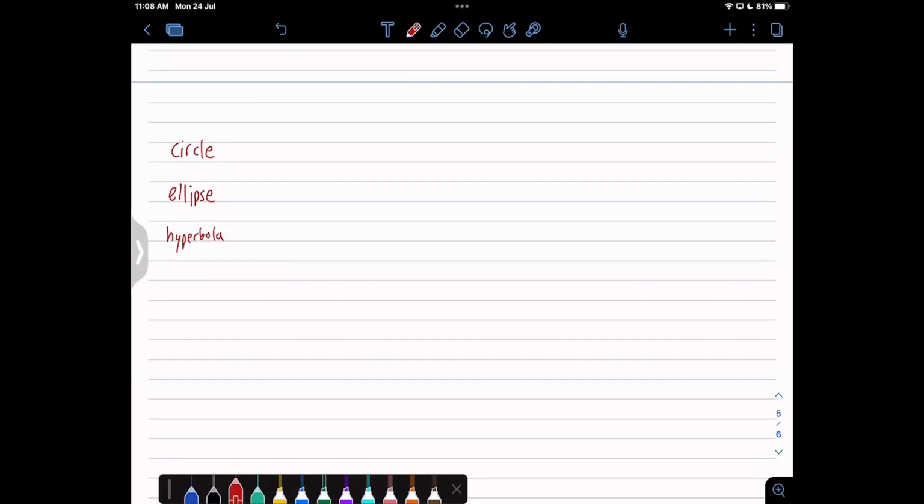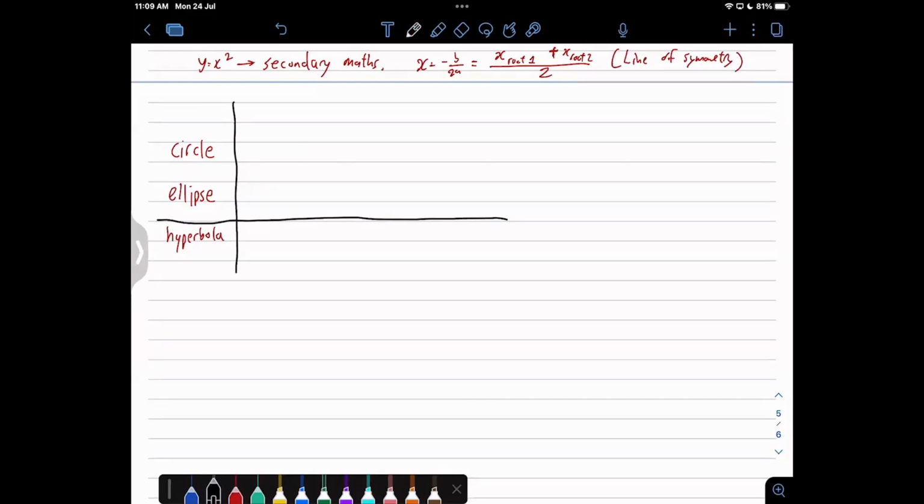Okay, there's parabola. Parabola is just y equals x squared. Y equals x squared is boring. This one secondary school students learn already. You know how to draw this. I just complete the square, get a turning point. x equals negative b over 2a. Or you take root number 1, plus root number 2, you divide by 2, take the average. That's the line of symmetry. That's also under conic sections, but we just focus on the three that you have already learned from the videos.